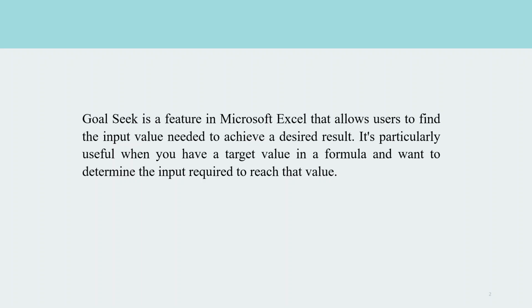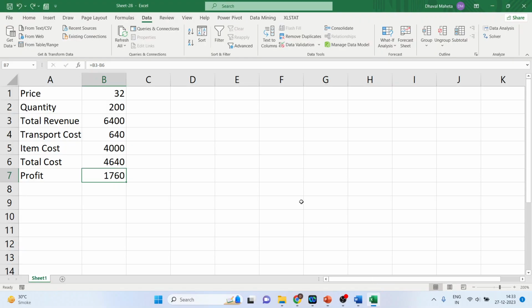So, let's see how we can use Goal Seek in Excel. In this data, in the first row, we have the price of the commodity. In the second, quantity. When we multiply these two, we'll get the total revenue. Then there is a transportation cost, item cost, total cost. The summation of these three is deducted from the total revenue and we will get the profit. The profit is 1760 based on the quantity 200.